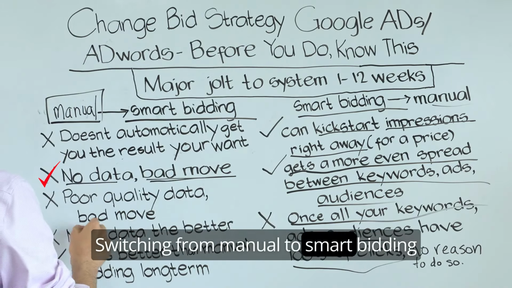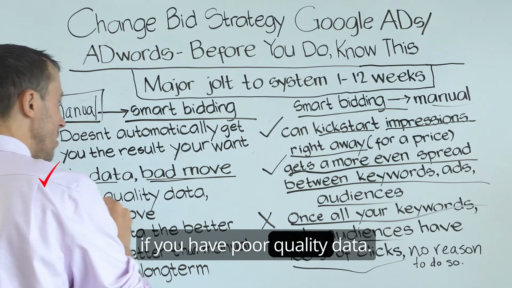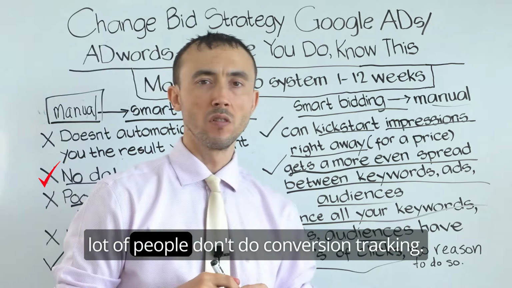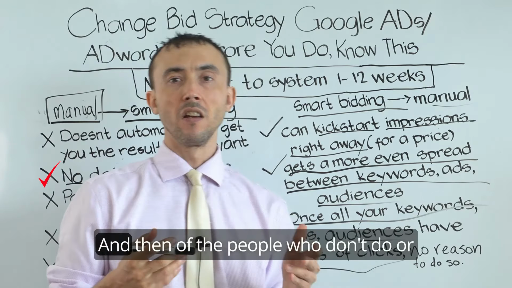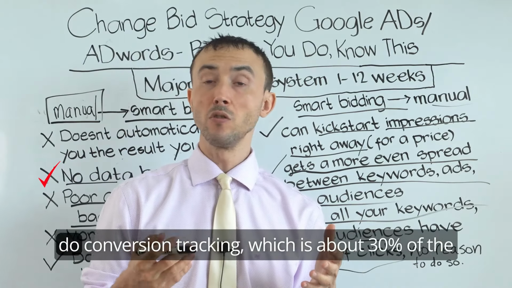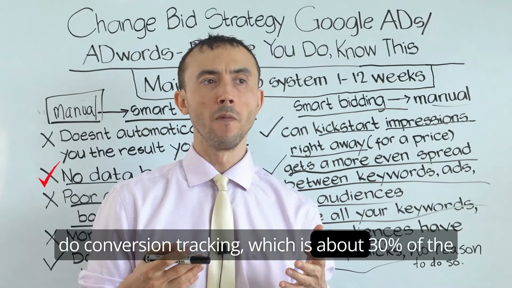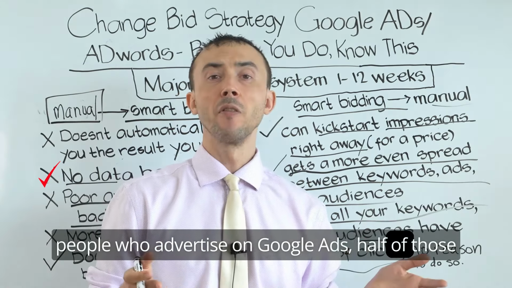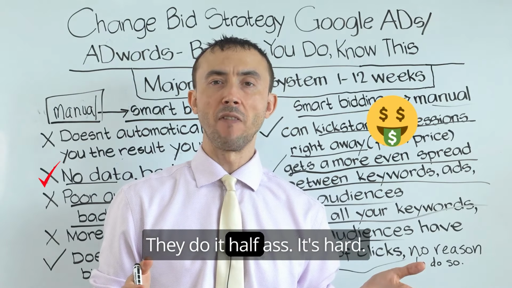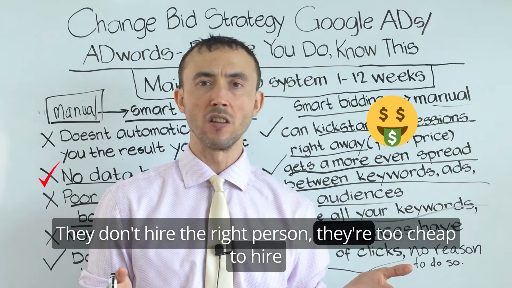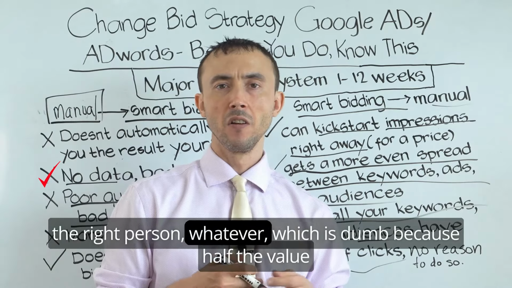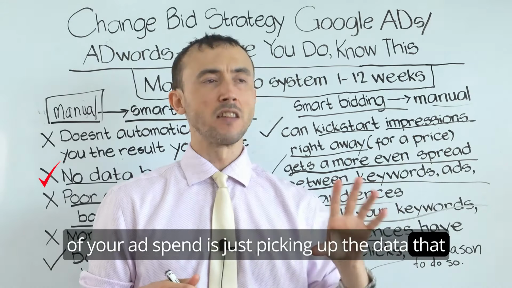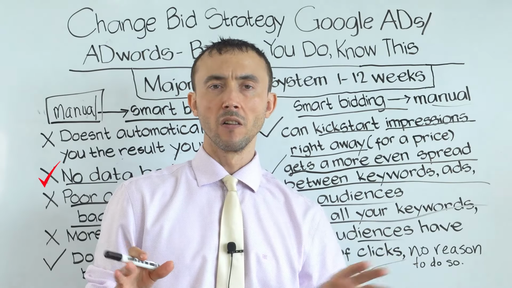Therefore, Google doesn't have to learn anything to get you results. Switching from manual to smart bidding with poor quality data is also a bad move, because a lot of people don't do conversion tracking. About 30% of people who advertise on Google Ads don't, and half of those people don't even do it right. They do it half-heartedly. It's hard. They don't hire the right person. They're too cheap to hire the right person, which is dumb, because half the value of your ad spend is picking up the data that tells you what works and what doesn't.